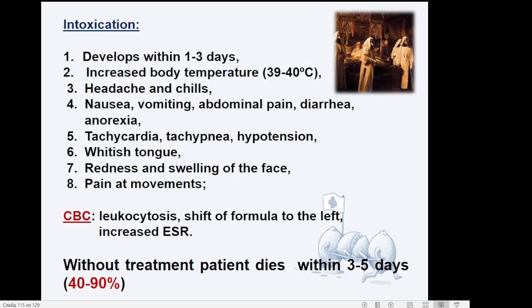What is the common clinical picture? Signs of intoxication, severe intoxication, and these local changes: bubo with pain during movements. This pain is severe. So, for example, if it is in the inguinal area, sometimes the patient cannot move the extremities, cannot walk.